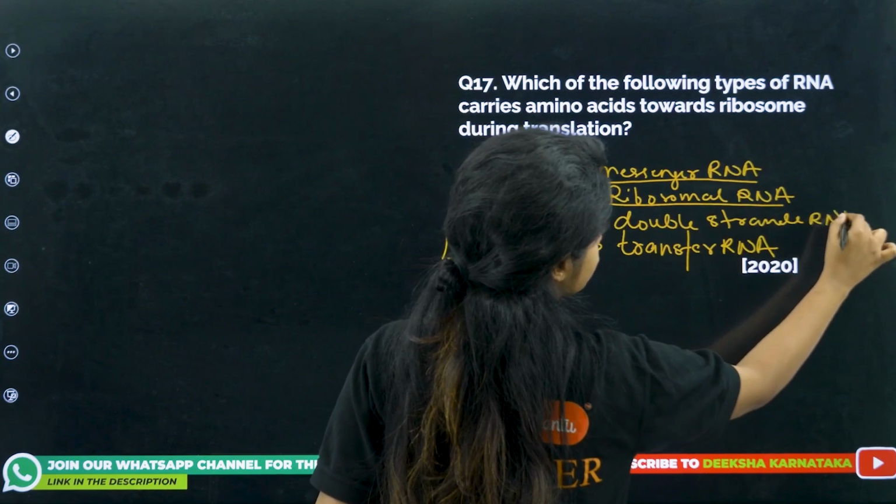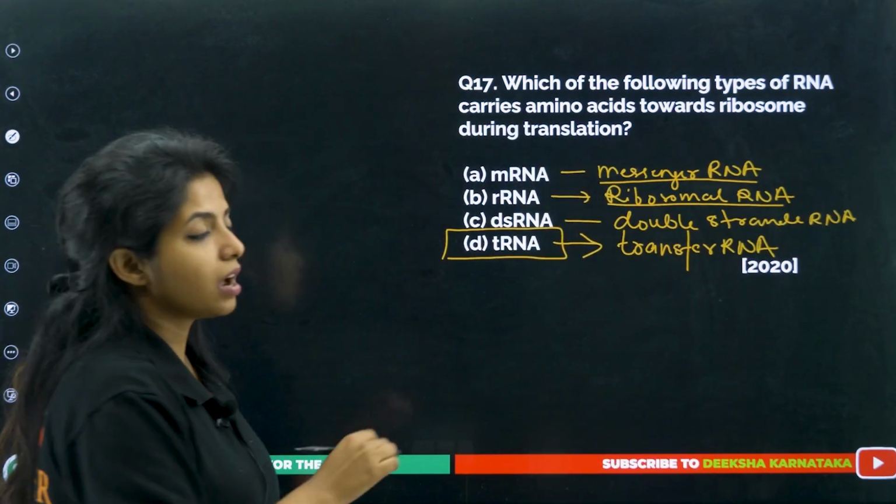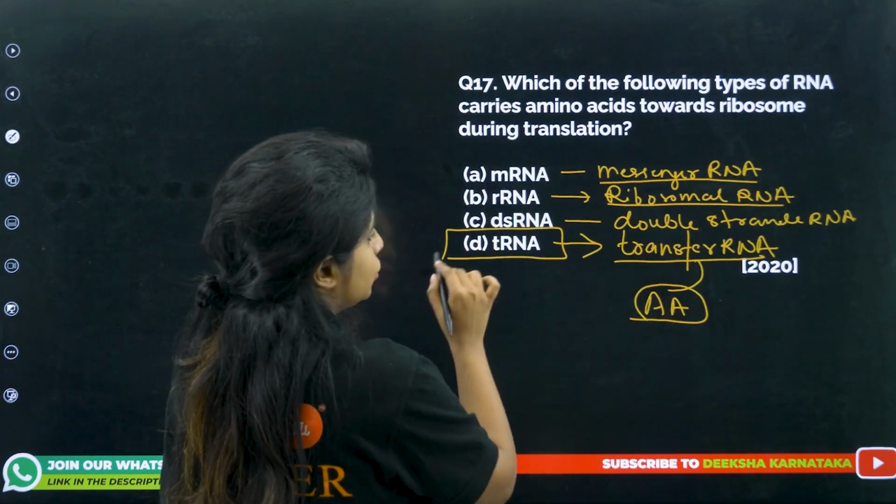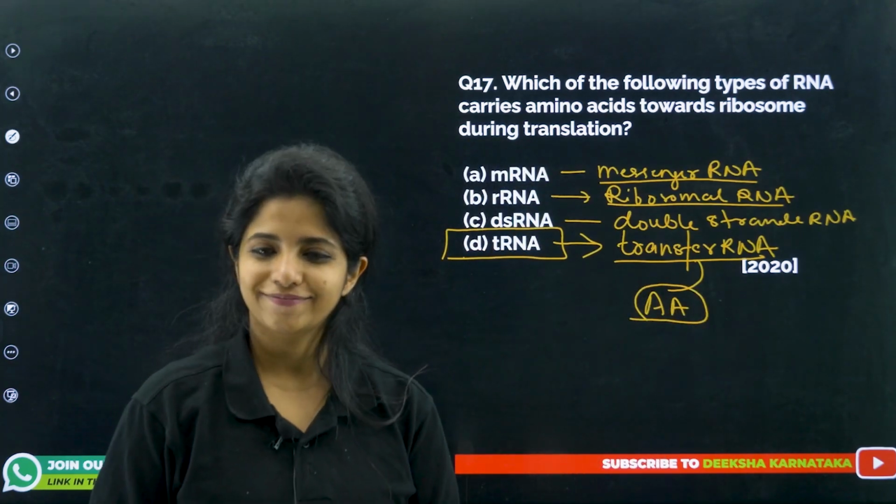Double-stranded RNA, which is not needed over here. Transfer RNA is transfer RNA because it is transferring the amino acids. So this becomes the answer.